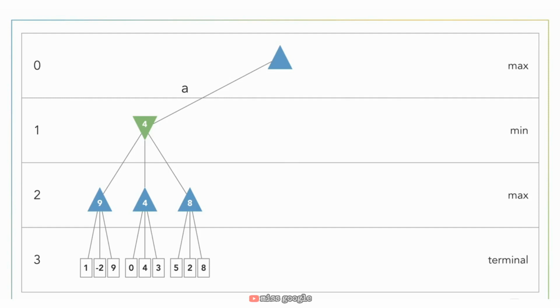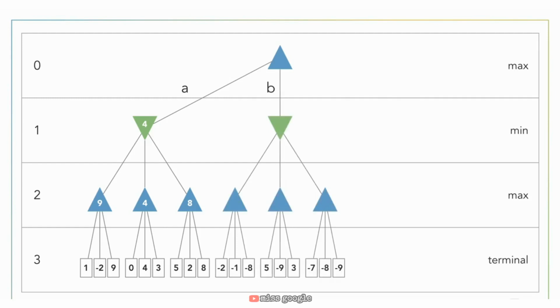In the same order as for the whole subtree of move A, we'll propagate the values up for move B. Bear with me as I show you the whole subtree and propagate those values afterwards. So, from left to right, we'll get the following maximum values. Between -2, -1, and -8, the maximum is -1. Between 5, -9, and 3, the maximum is 5. And finally, between -7, -8, and -9, the max value is -7. So now at level 1, the min value is -7. As you can see, we're not very interested in move B so far.